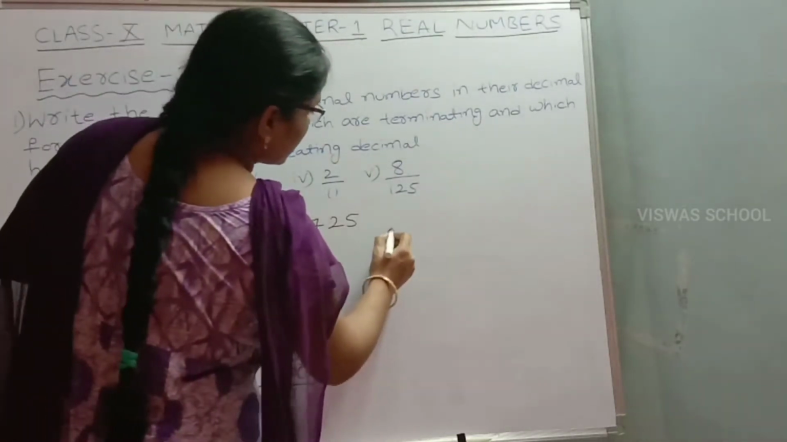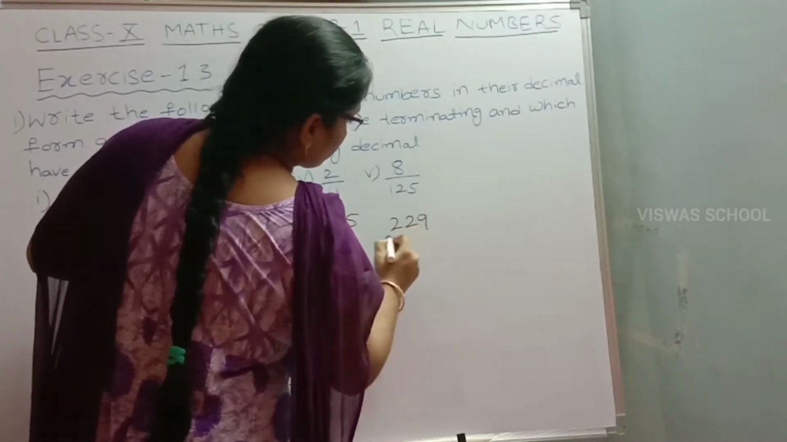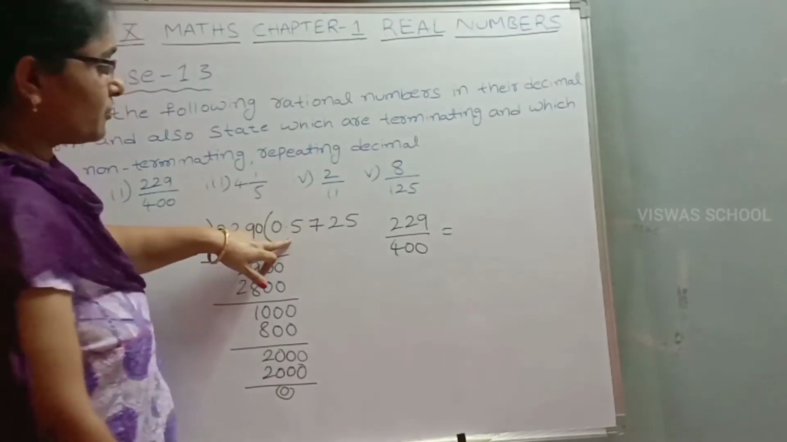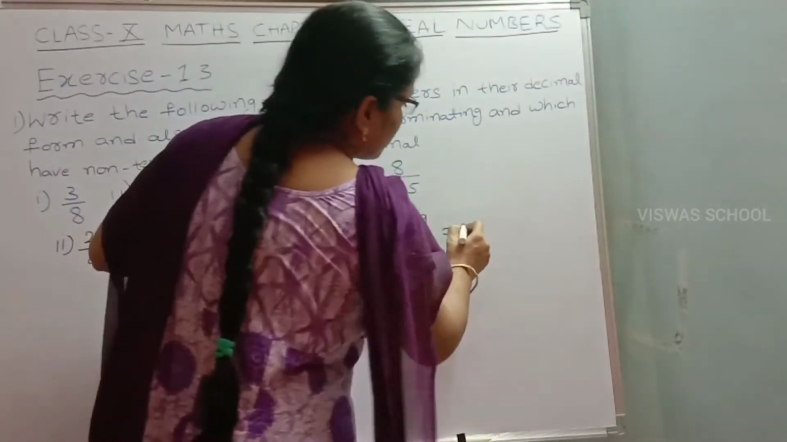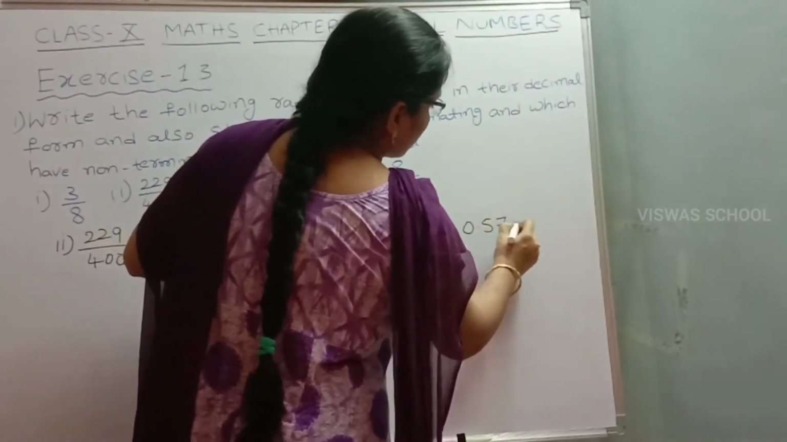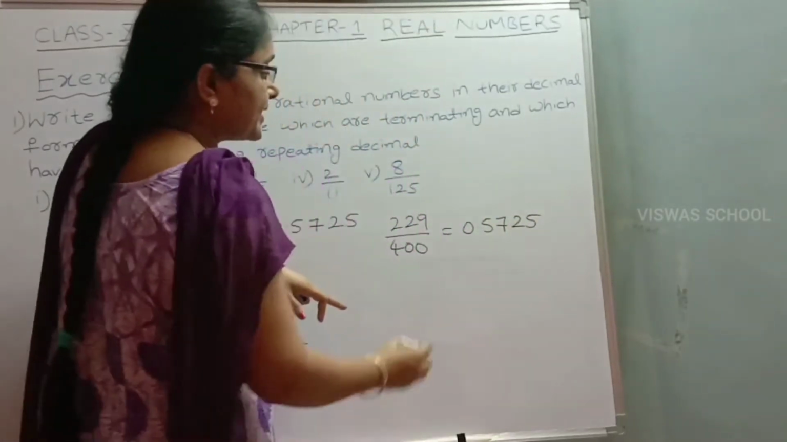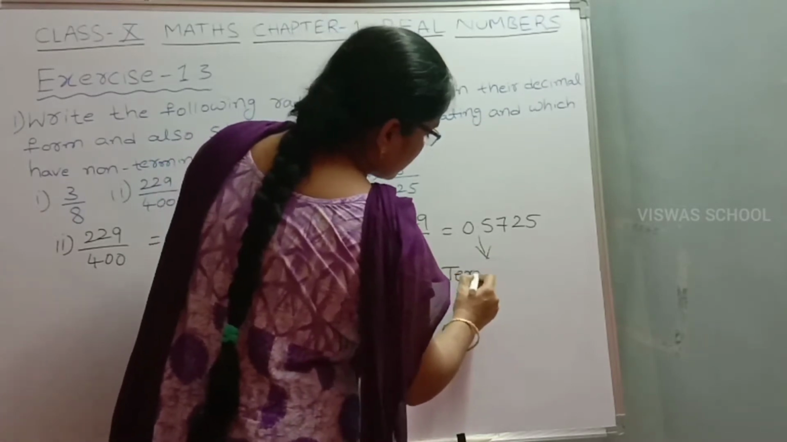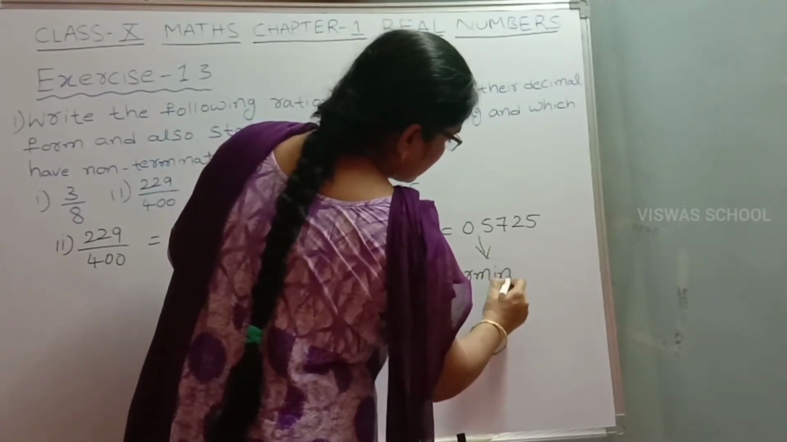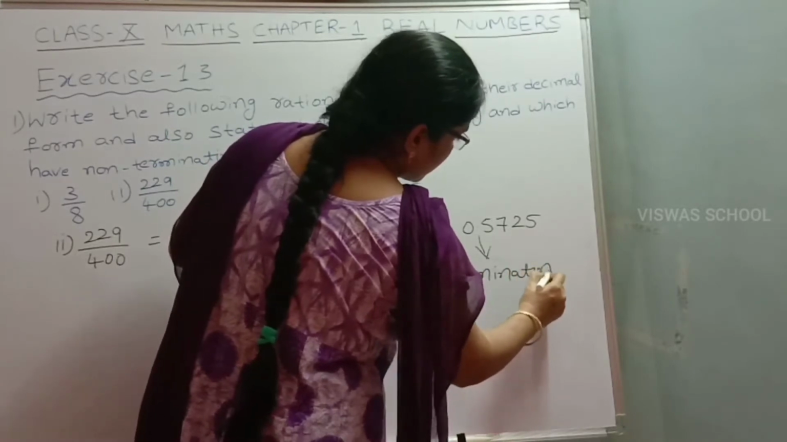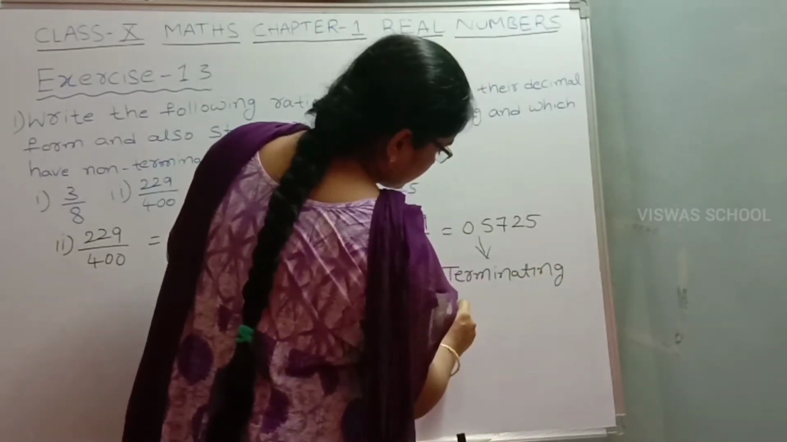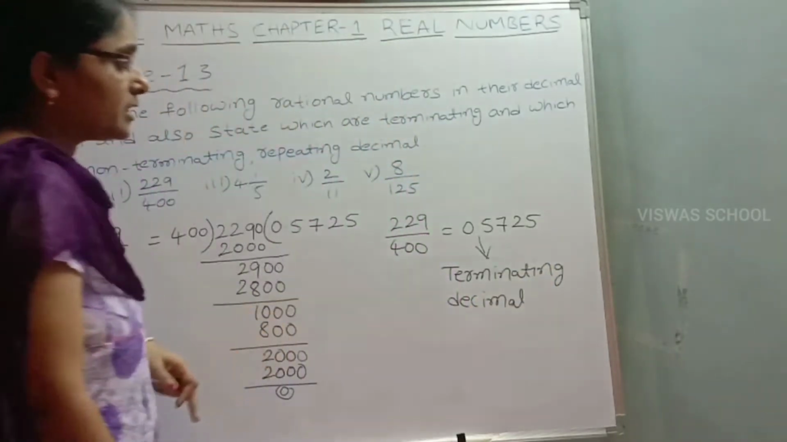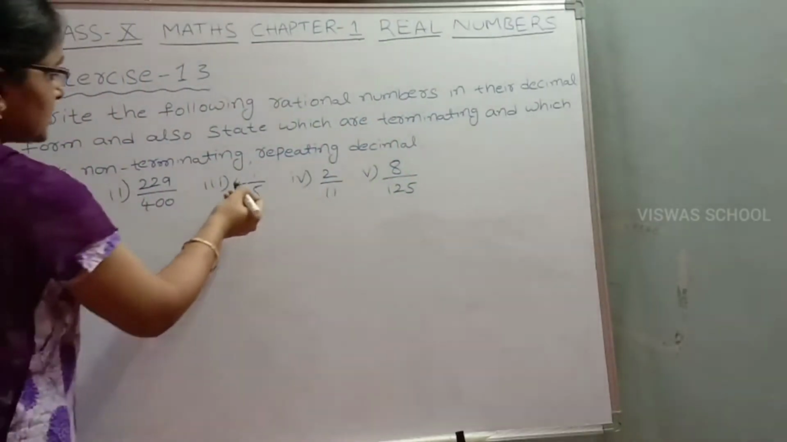That is, 229 by 400 equals 0.5725. This is a terminating decimal.